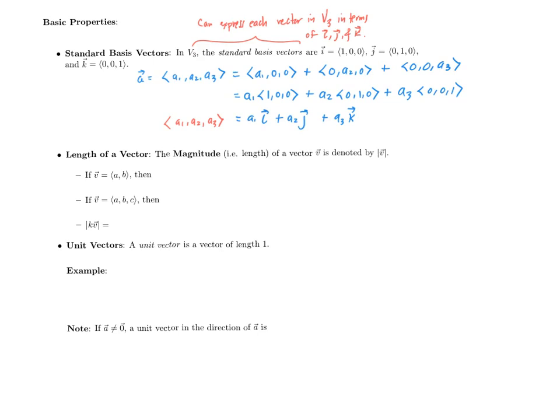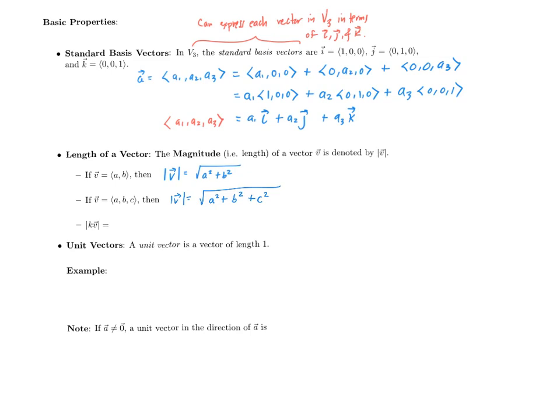If you have a vector containing two entries, so a comma b, then the magnitude of v is the square root of a squared plus b squared. So that is, it's the square root of the sum of the components squared. And that pattern in words extends regardless of the number of entries that we have. So if we have a vector with three entries, the magnitude of v would be the square root of the sum of the components squared: a squared plus b squared plus c squared.